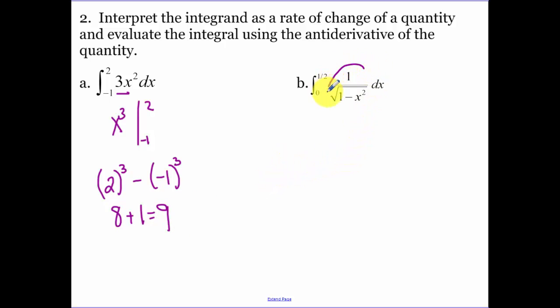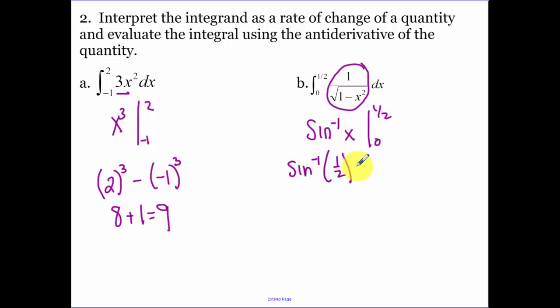What's our antiderivative here? What function's derivative is sitting there? That's inverse sine. And we're evaluating that from 0 to 1/2. So I find what the inverse sine of 1/2 is minus the inverse sine of 0. So at what angle is the sine equal to 1/2? That's at pi over 6 minus, at what angle is the sine 0? That's 0. So our answer is pi over 6.